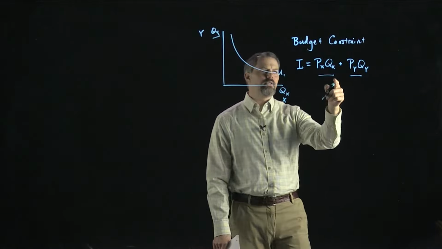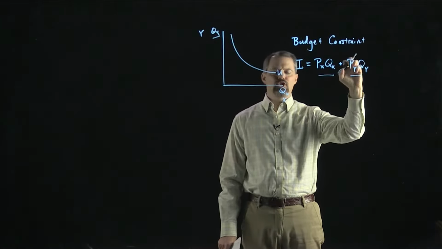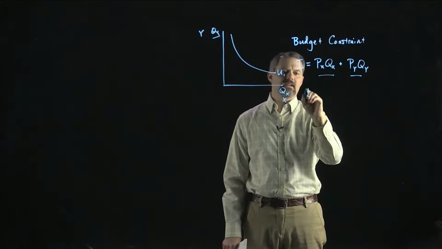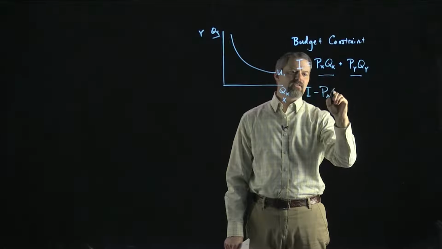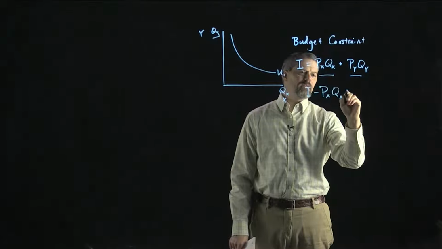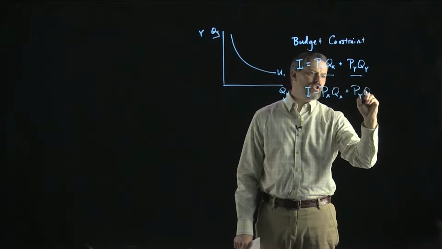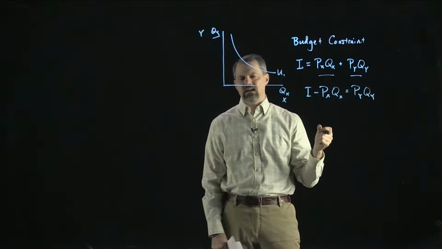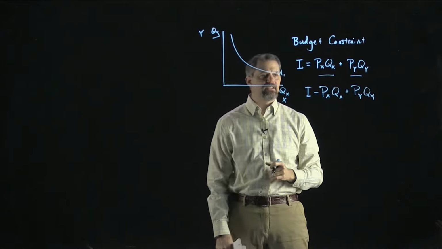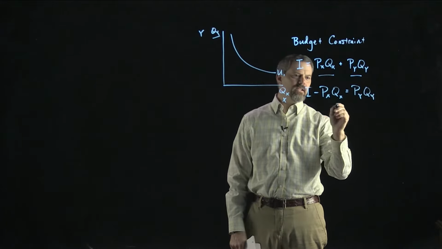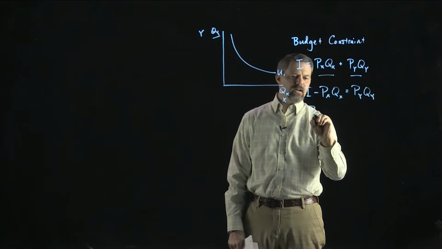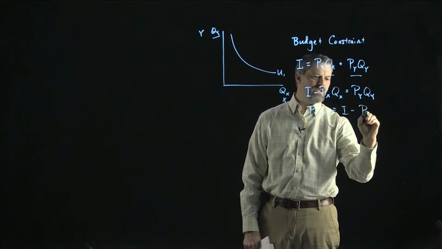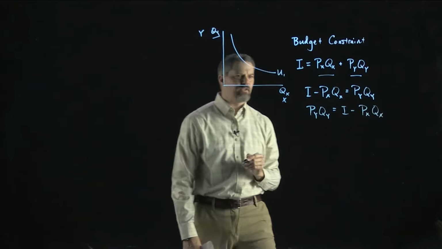So I'm going to do that. I'm going to get QY by itself. That means I need to move that term over. So income minus PX QX is equal to PY QY. I'm going to flip everything around because I like to have the thing I'm solving for on the left side of the equal sign. So I'm going to have PY QY equal to income minus PX QX. So I just flipped it around.